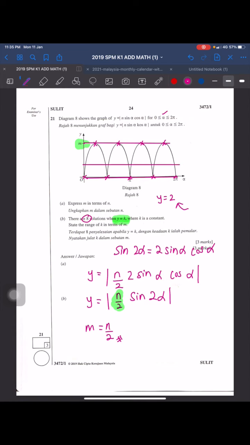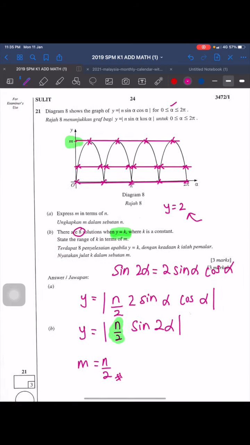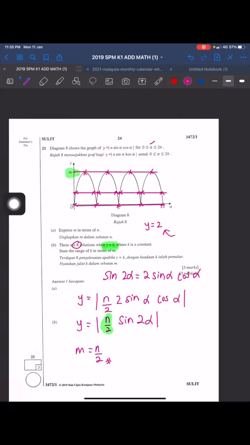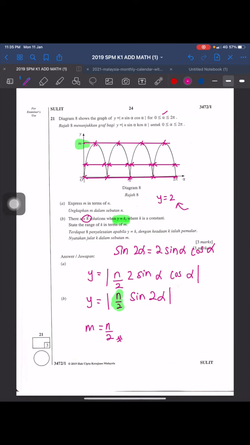Okay, kita cuba check. So, 1, 2, 3, 4, 5, 6, 7, 8. Okay, so dah ada 8 solution. So, daripada graf ini, saya tahu untuk menghasilkan 8 solution, range saya punya straight line mestilah di antara 0 until m. Tapi dia tidak boleh terletak pada value 0 dan m. Okay, kalau terletak pada value 0 dan m, kita tak akan dapat 8 solution.